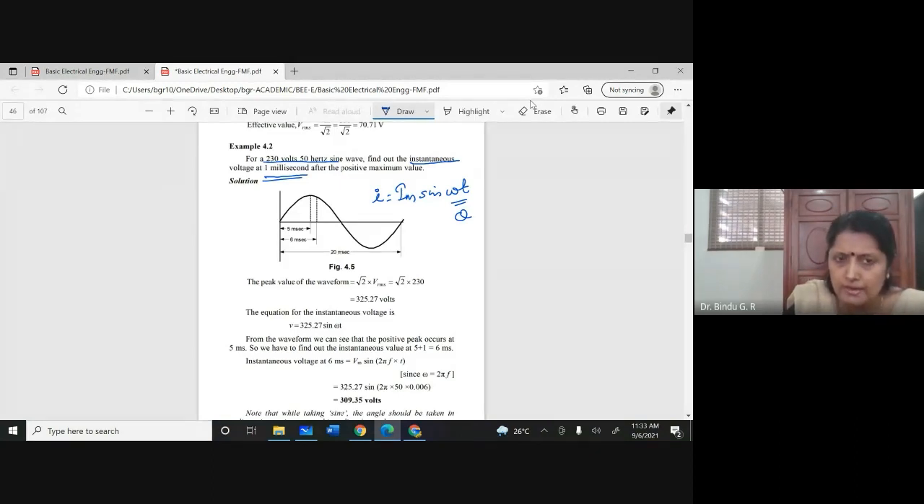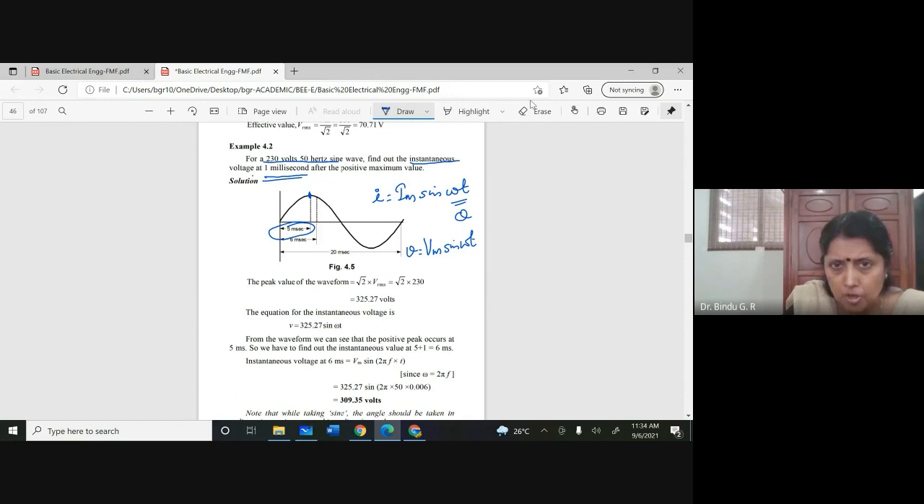The textbook itself has shown that the peak occurs at 5 milliseconds. Okay, you are asked to find out the instantaneous voltage, and because it's a voltage that is asked, let me write the equation for voltage. V is equal to Vm sin omega t, because it's a sine wave.